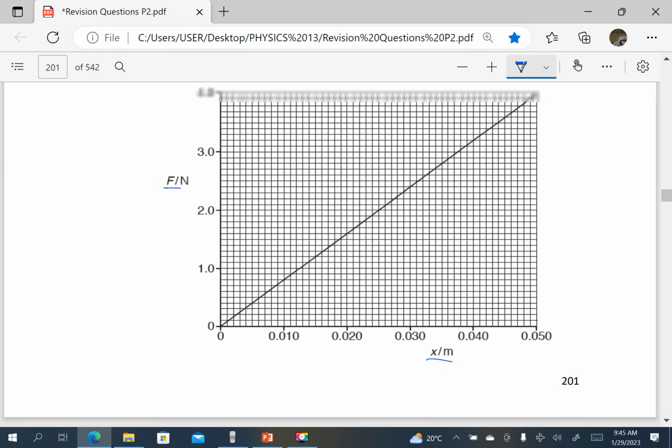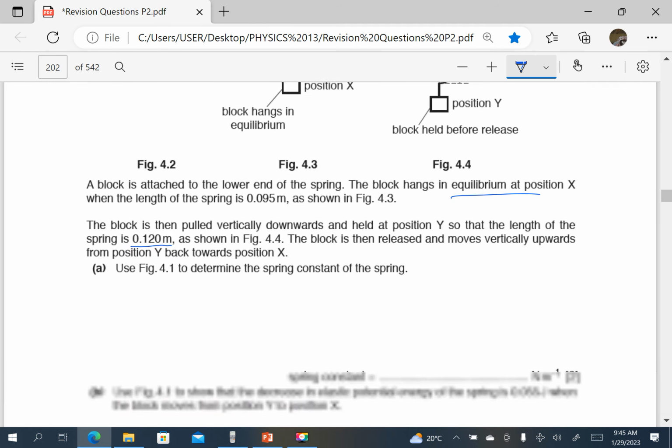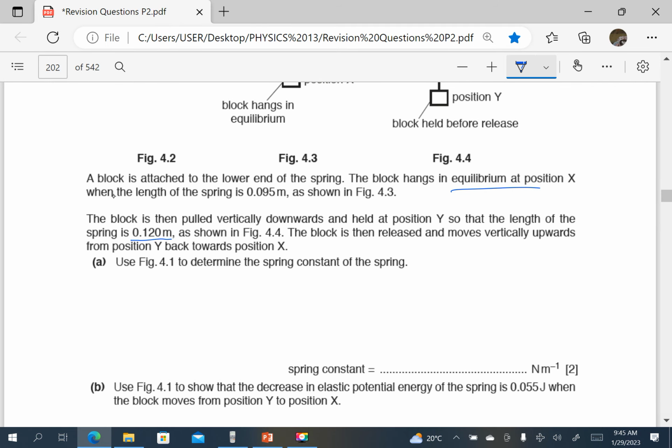We can find the spring constant using Hooke's law. I can use the full length of the graph. This is 0.05 against the other one, which is 4. So I'll just simply find a gradient from Hooke's law. Force is equal to k times the extension, or the extension is equal to force over the constant. The constant equals force over extension, which is the same as the gradient.